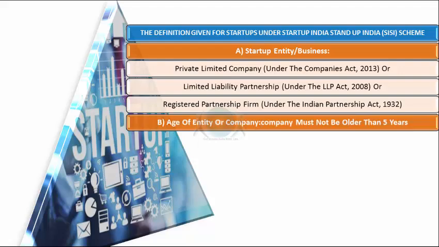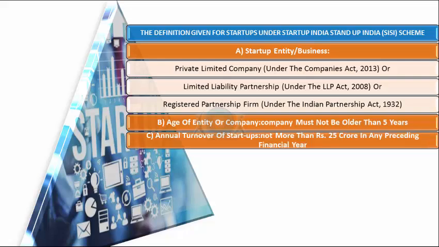As regards the age, the entity or company must not be older than 5 years. It means that from the date of application for the Startup India scheme, the startup must be registered for less than 5 years, and any company registered before the date of announcement of the scheme is also eligible. As regards annual turnover, it should not be, as said before, more than 25 crore rupees in any preceding financial year.